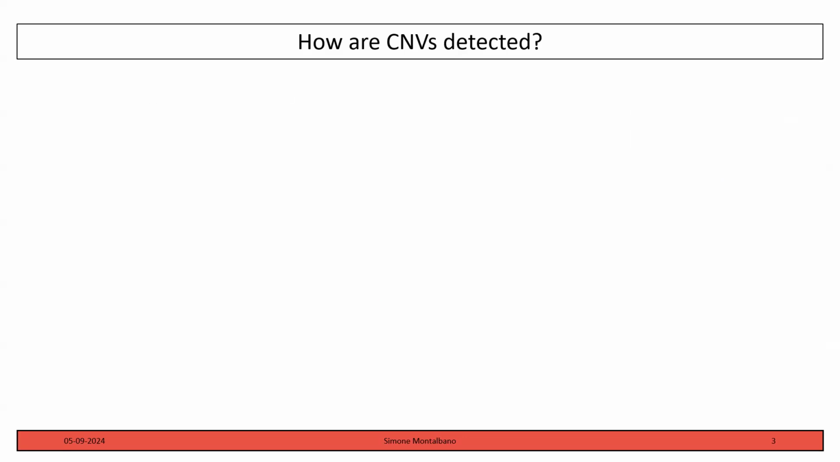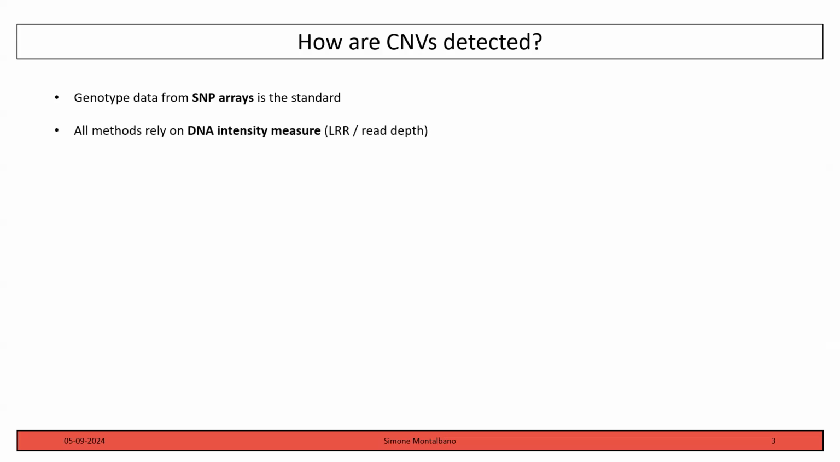So CNVs are detected in many different ways. For what we do, we work with very, very large collections of human samples. Actually, genotype data from SNP genotype chips is still the standard. This is because of costs, of course, but also because sequencing data for this kind of variation doesn't help us that much in the detection.